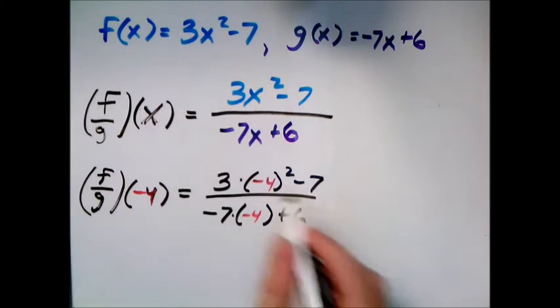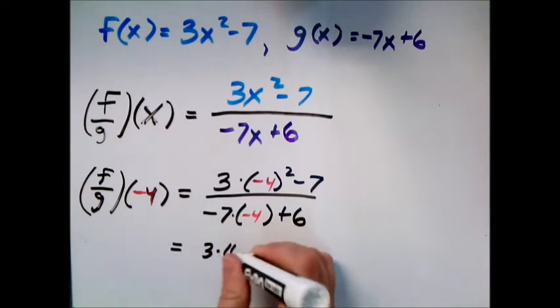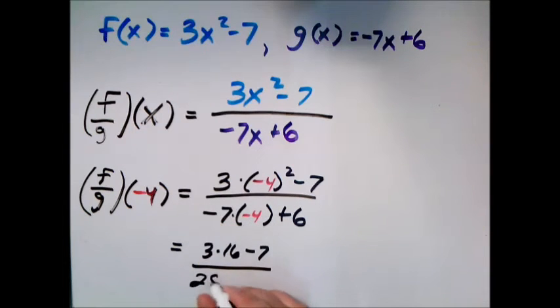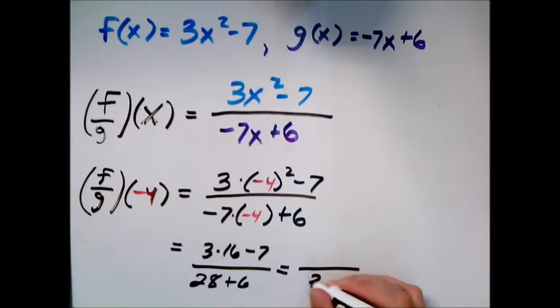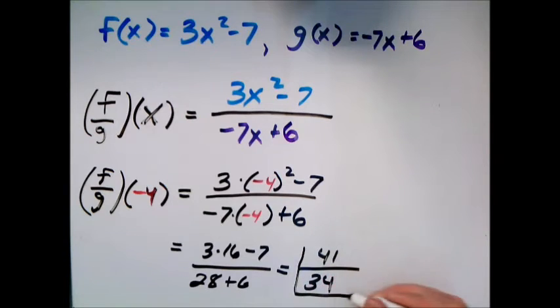So negative 4 squared is positive 16. So I have 3 times 16 minus 7. And then negative 7 times negative 4 is 28. So 28 plus 6 is 34. And this is 48 minus 7, so 41. And as long as there's no common factors, which there aren't in that, it should be simplified all the way.